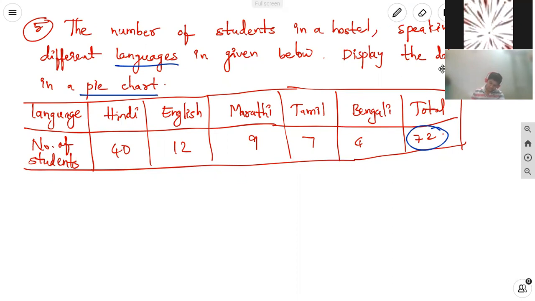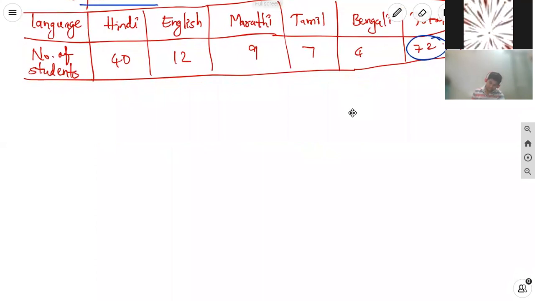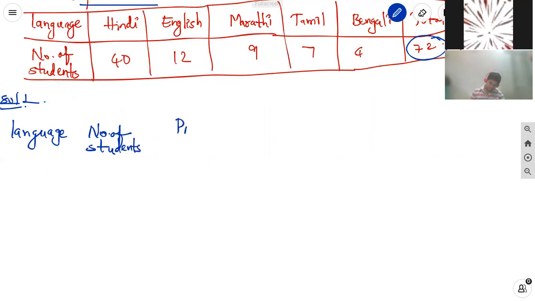For that, first we take the number of students for the different languages and express them as fractions. The fraction can be converted into the central angle. From the central angle, we can draw the pie chart. Okay. Here, the solution is, first we draw the tabular form, that is the language and number of students, then the fraction, next the central angle.